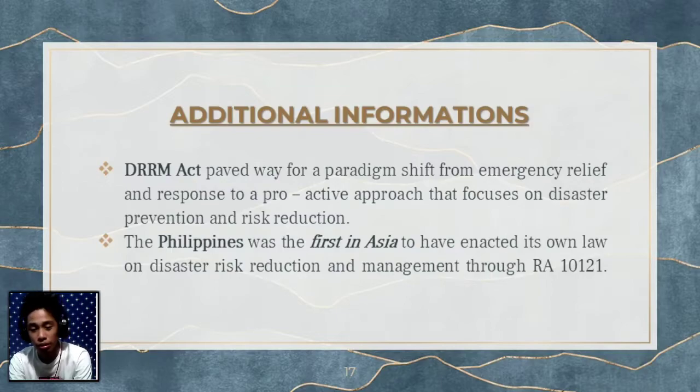Additional information. The DRRM Act paved the way for a paradigm shift from emergency relief and response to a proactive approach that focuses on disaster prevention and risk reduction. The Philippines was the first in Asia to have enacted its own law on disaster risk reduction and management through Republic Act 10121.